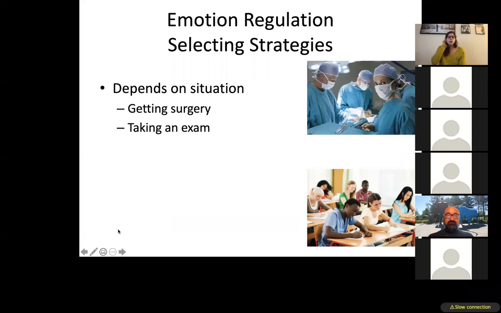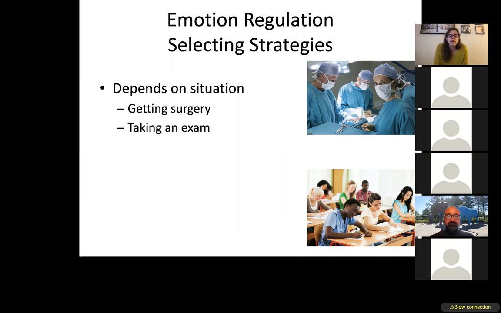Okay, so briefly, let's talk about emotion regulation strategies. Basically the idea is, how do you get yourself to feel better? And there's not one right answer. Actually, it's even a different question. One question could be, how do you get yourself to feel better? Another question is, how do you get yourself to stop feeling worse, or not feel as bad?